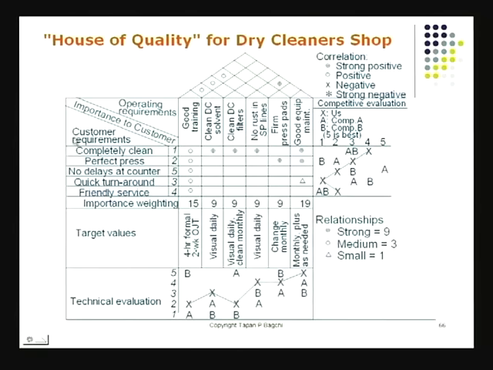Having put this down on a piece of paper, I can then ask them to prioritize. Sir or ma'am, what would you like to see done? As far as priority is concerned, which would you value the most? And then she says, probably I want it to be completely clean, number one. I want it to be pressed very well. The third thing I want is quick turnaround. The fourth thing I want is friendly service. And of course, I also want no delays at the counter. These are the priorities. These are the wants of the customers. These are the whats.